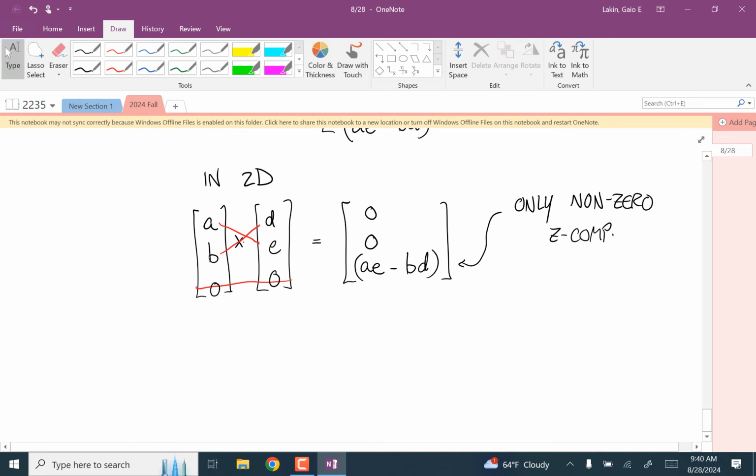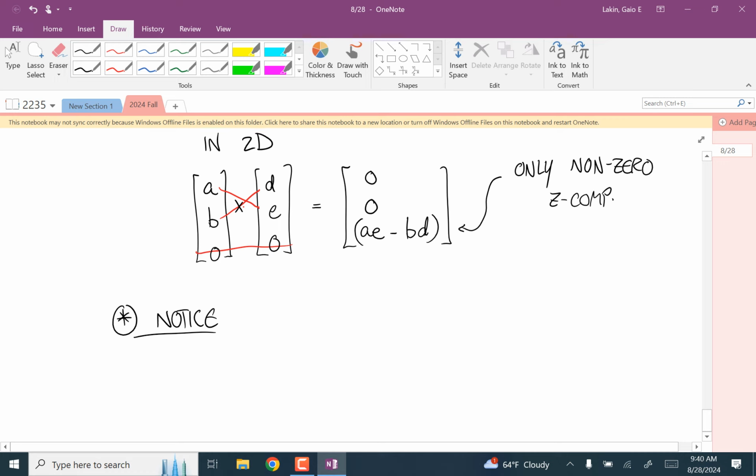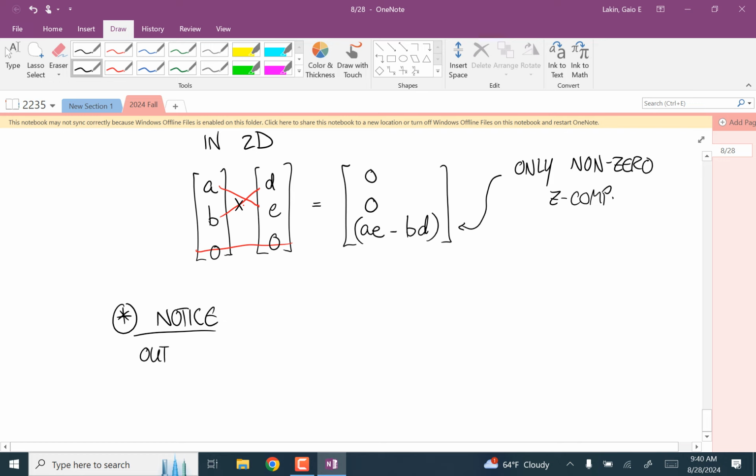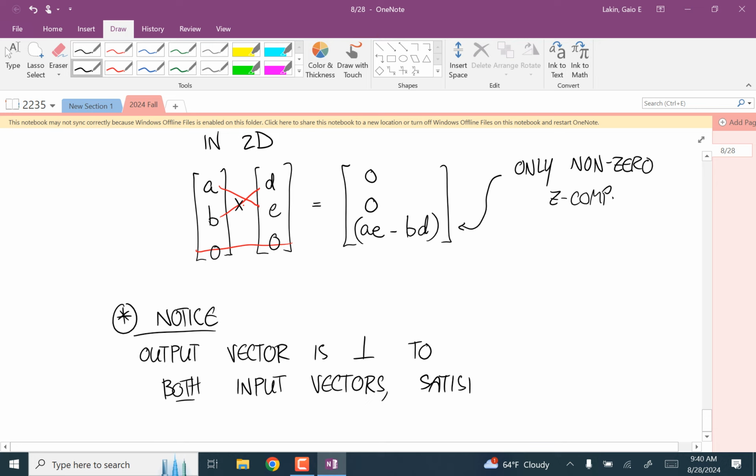So the next thing I was going to say is that a really important thing about the cross product is that the output vector is perpendicular to both input vectors. And the direction satisfies the right-hand rule.